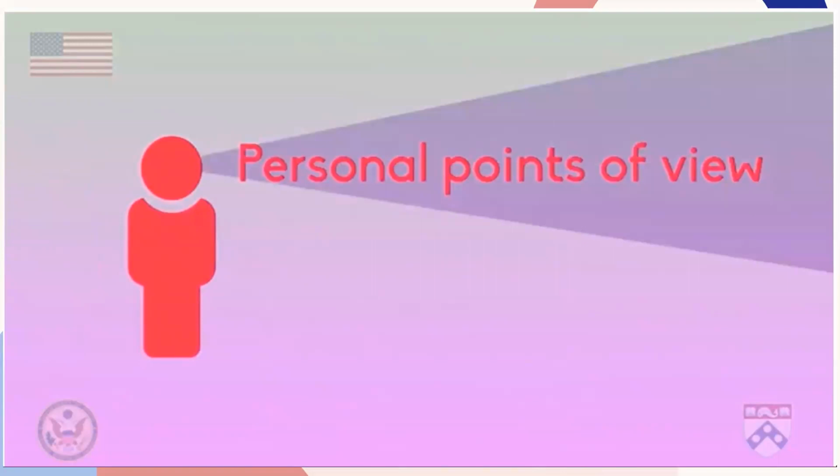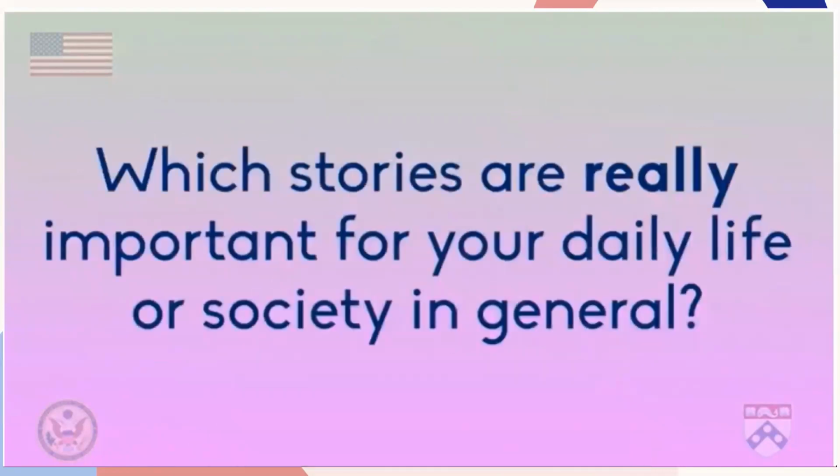In this way, editors can easily influence people's opinions about the news. This situation can lead to bias because editors might make choices about the importance of a story based on their personal points of view or their personal opinions, and you or I might not make the same choices. In other words, you might not agree with the editors about which stories are really important for your daily life or society in general.